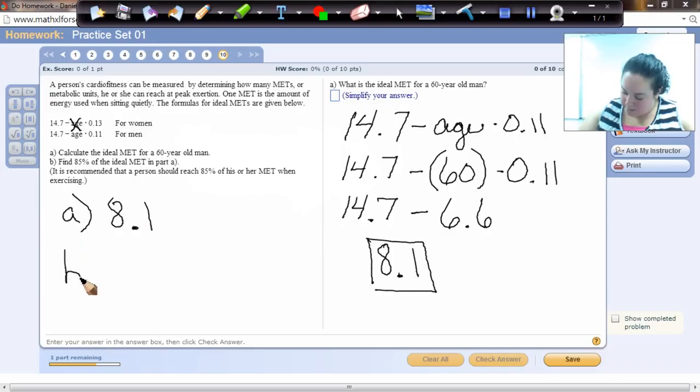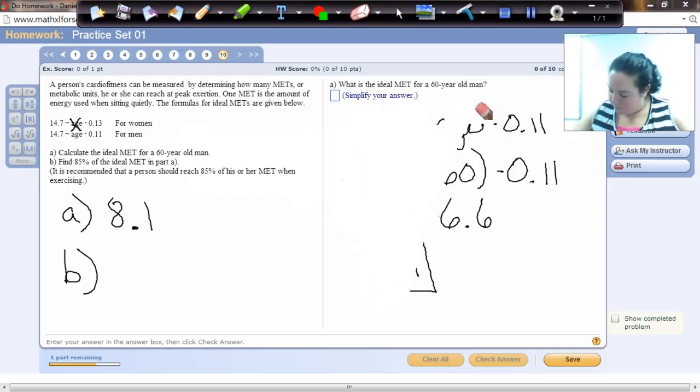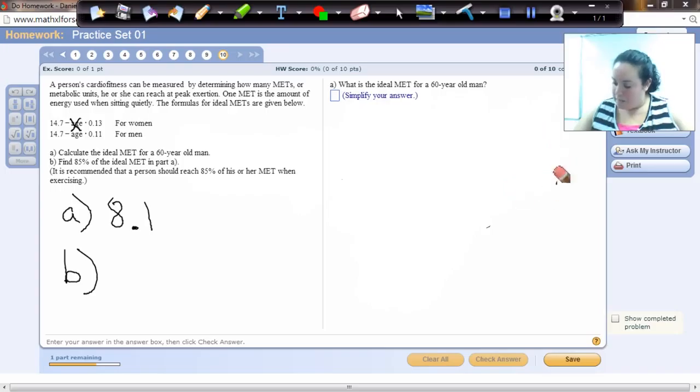Let's look at B now. B says, find 85% of the ideal MET in part A. How do we find 85% of 8.1? There are a couple ways to do it. I know a lot of you like proportions, and those are great. That would definitely work here. Also, we can just think about what this is and maybe translate this question in part B from English into algebra, into an expression.